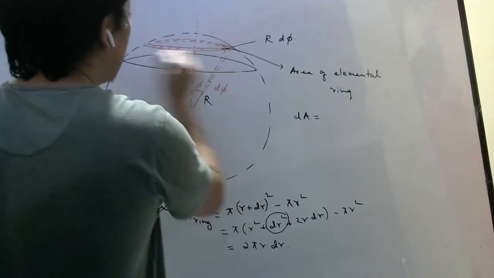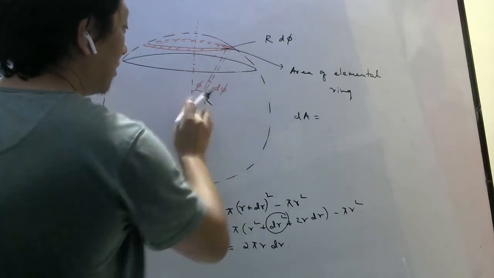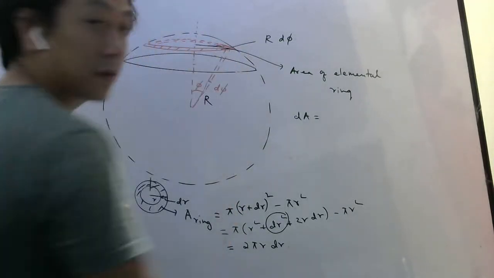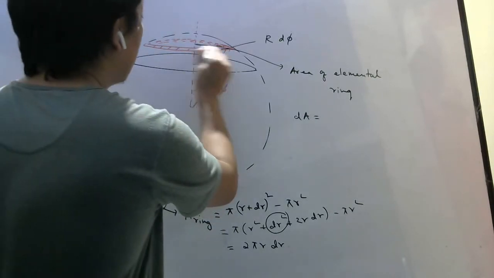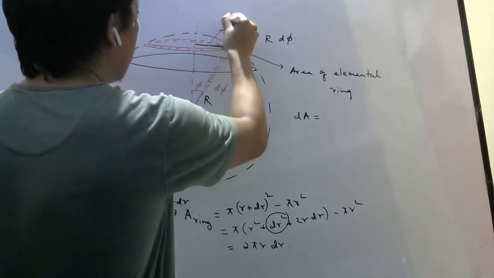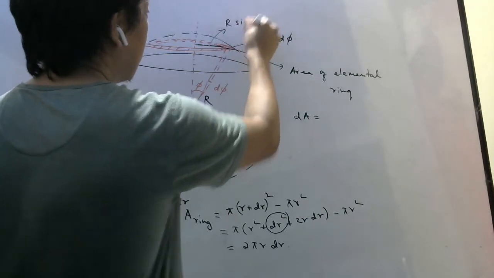Now the radius of this ring is not this r, okay? This r is the radius of the sphere. So the radius of this ring is this, yes or no? And that radius will be how much?